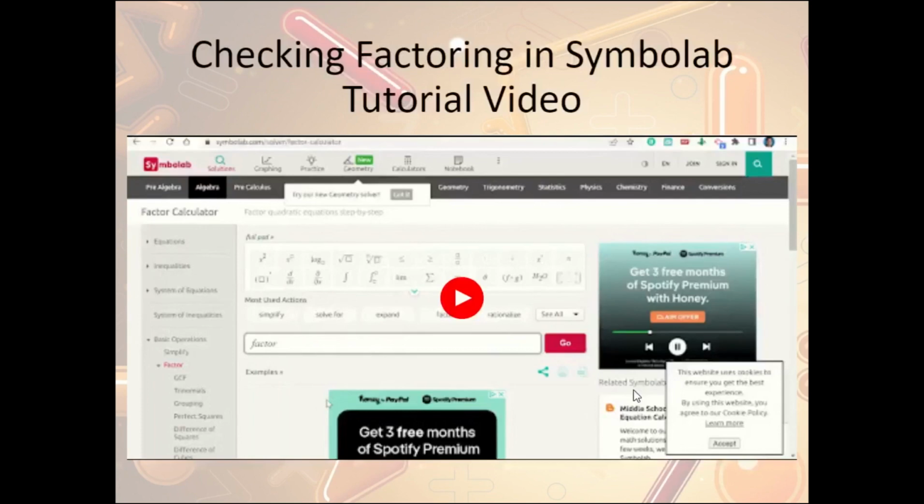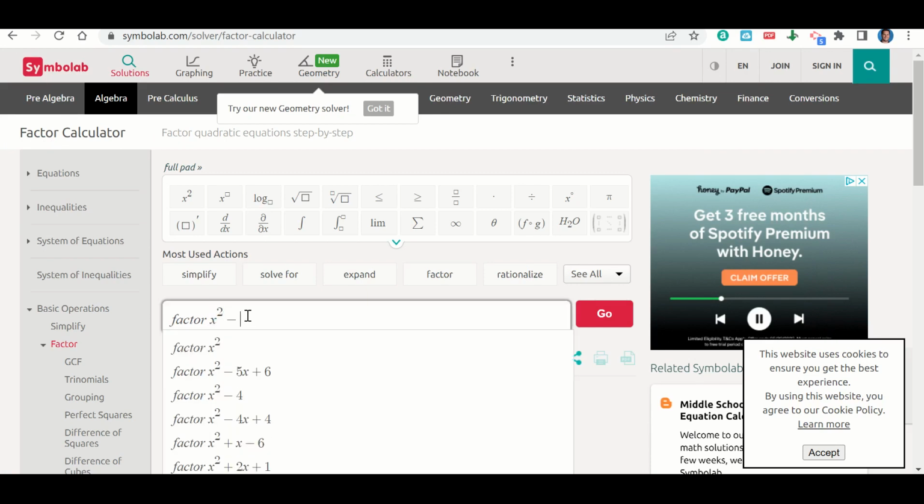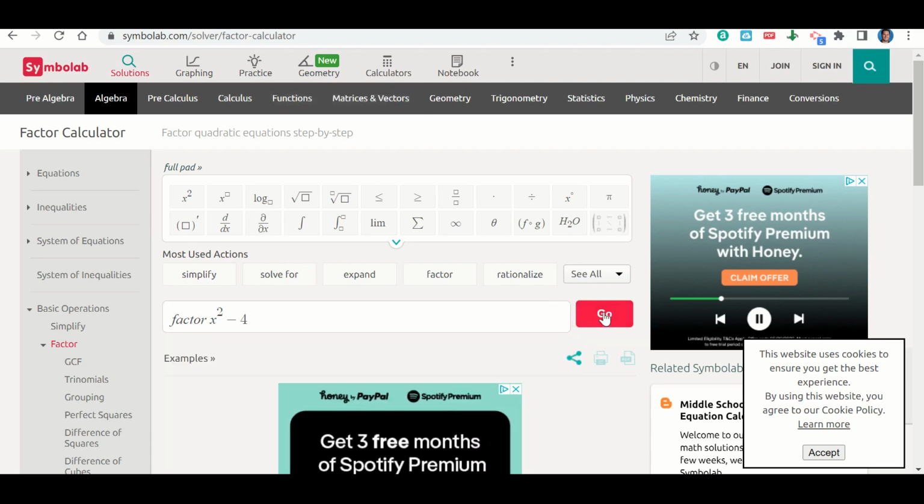Now there's a video here using Symbolab to show you how you can check your work with factoring. So go ahead and watch that video. Let's talk now about how we can use the Symbolab factor calculator to factor polynomials. So if you notice, I am on Symbolab, and it does say that this is the factor calculator. So when you do that, the word factor should already be here. And now I'm just going to put in the equation that I want to factor. So let's say it's x squared minus 4. So that's what I'm going to put in, and I'm going to go ahead and click go.